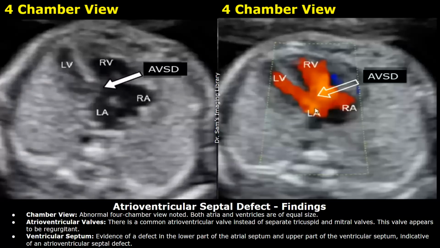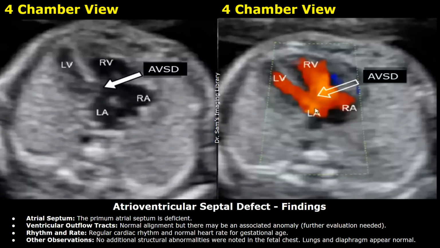Ventricular septum, evidence of a defect in the lower part of the atrial septum and upper part of the ventricular septum, indicative of an atrioventricular septal defect. Atrial septum, the primum atrial septum is deficient. Ventricular outflow tracts, normal alignment, but there may be an associated anomaly. Further evaluation needed. Rhythm and rate, regular cardiac rhythm and normal heart rate for gestational age. No additional abnormalities were noted in the fetal chest.